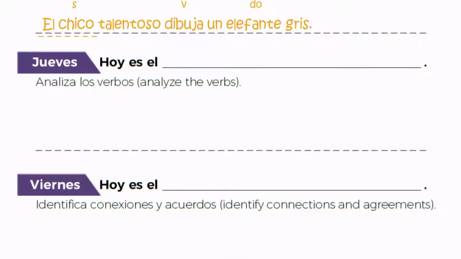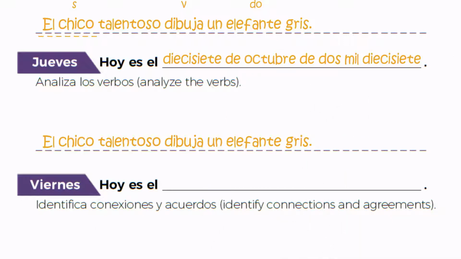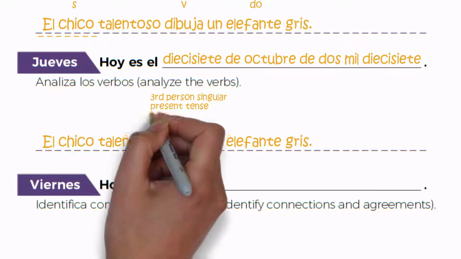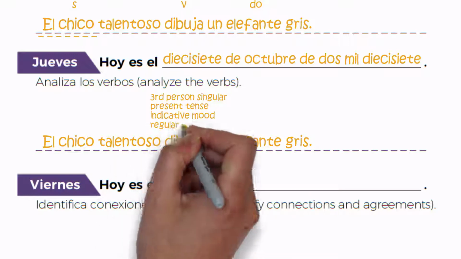On Thursdays, we analyze the verb or verbs of the sentence. So let's take a look at dibuja. My students should be able to come up with, it is a third person singular form of the verb dibujar. It is in the present tense, indicative mood, and of course it is a regular AR verb.